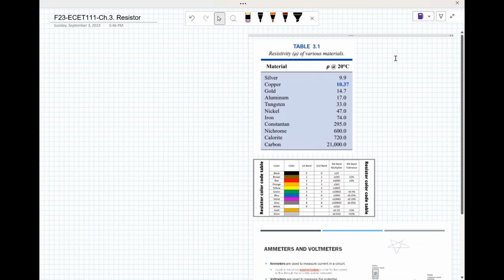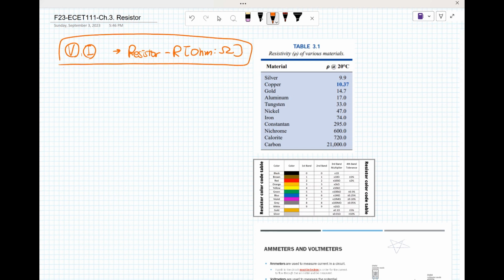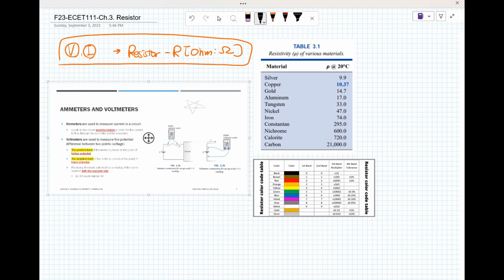Voltage and current, chapter 2. Now, to understand Ohm's law, we're going to continue with the resistor. This is the ohm here. Before we get to resistance, I wanted to make something clear.